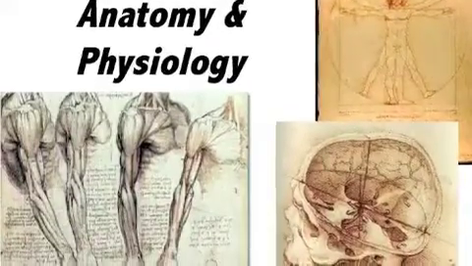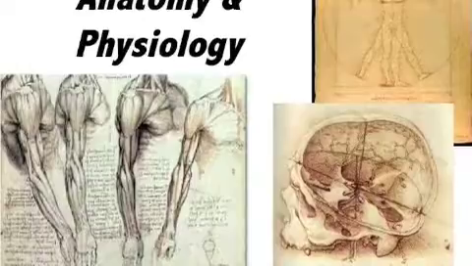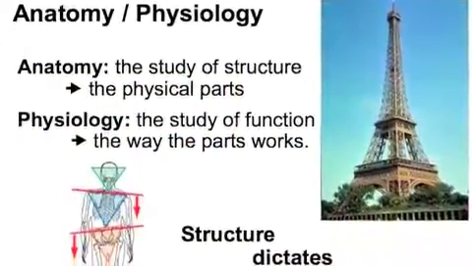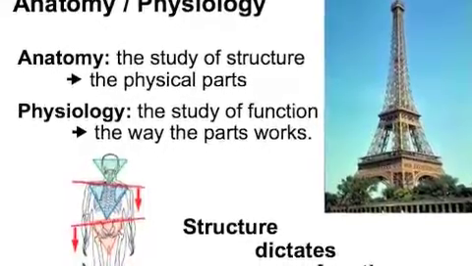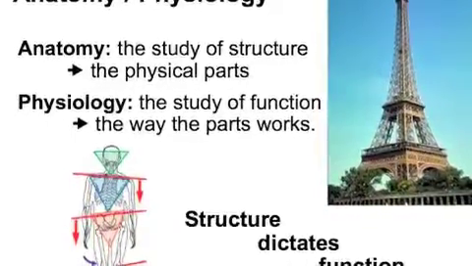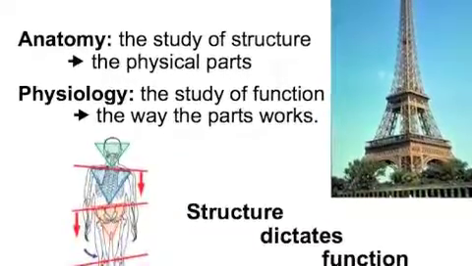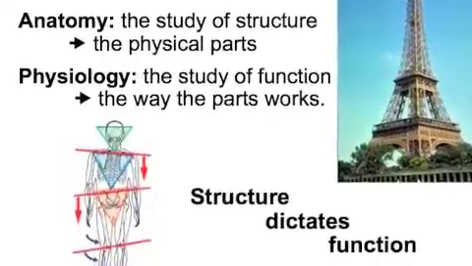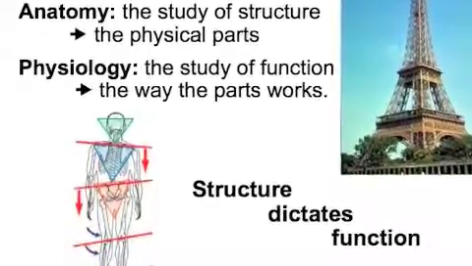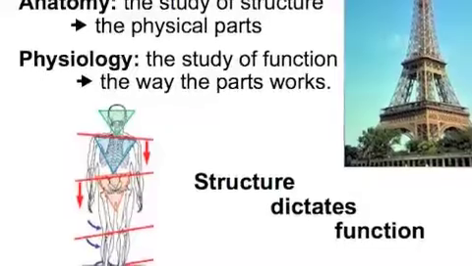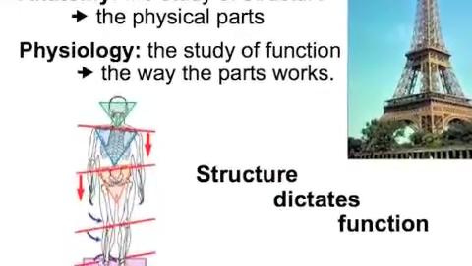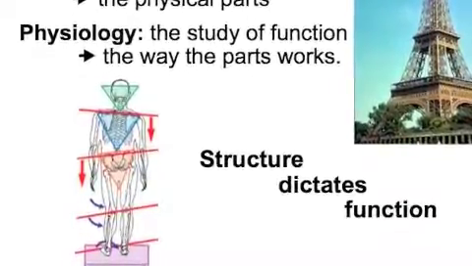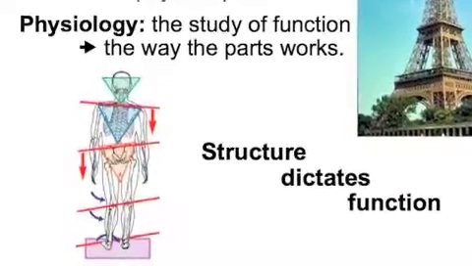All right, welcome to the Introduction to Anatomy and Physiology chapter. Anatomy is the study of structure. It is the study of the physical parts: the heart, the lungs, muscles, bones, everything that we can touch. Physiology is the study of function, the way those parts work. A very, very important concept is that structure dictates function. How something looks will decide how it works.